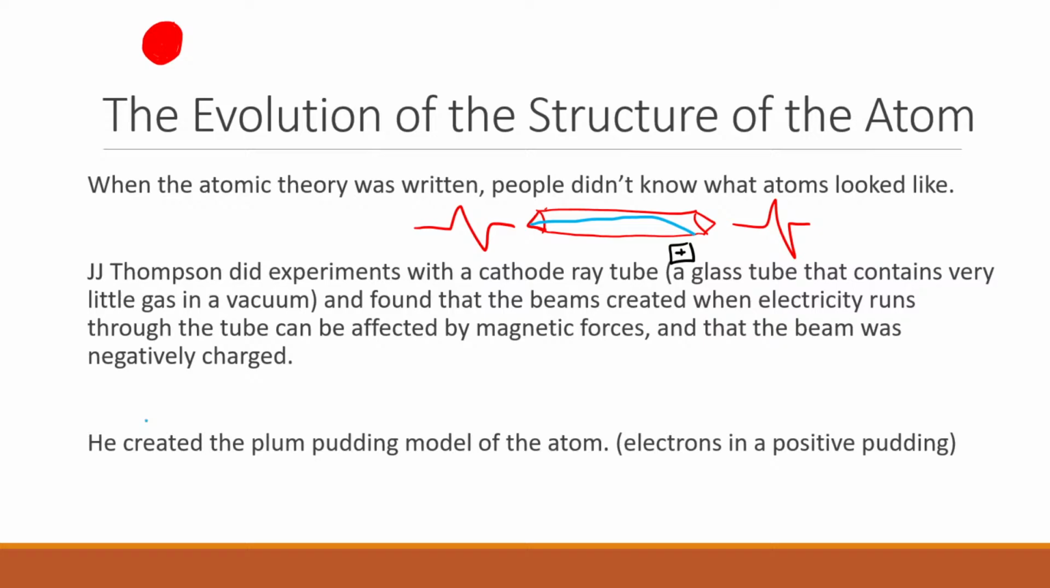And so he theorizes now that an atom is more than just a sphere. He says that there's stuff inside an atom. Stuff inside an atom that gets activated by electricity. Things that are negatively charged, right? Because they're attracted to this positive end of the magnet. Things that are negatively charged that get activated by electricity. And he called them electrons.